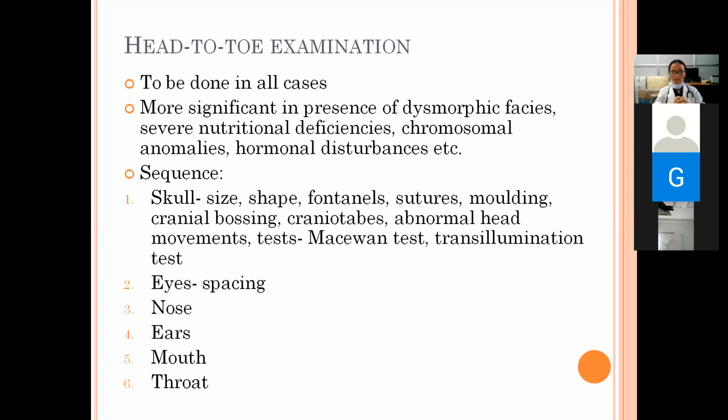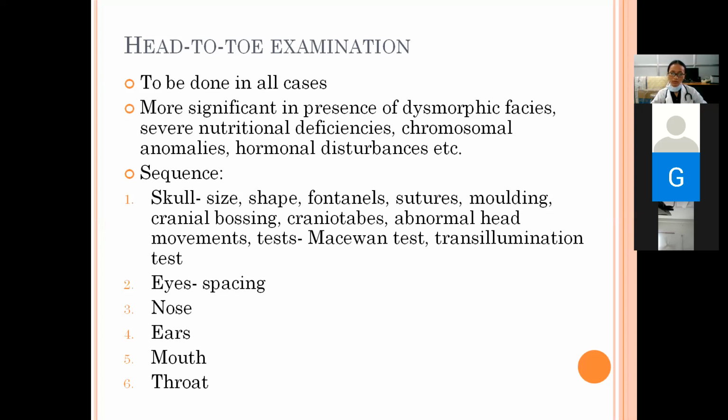And then in the skull, you have to even check the sutures. The sutures are closed, they're open, or they are overriding. You have to check the sutures. And then the molding, obviously in a newborn, you have to see the molding. And see if there's a cranial bossing, abnormal craniotabes, or abnormal head movements.